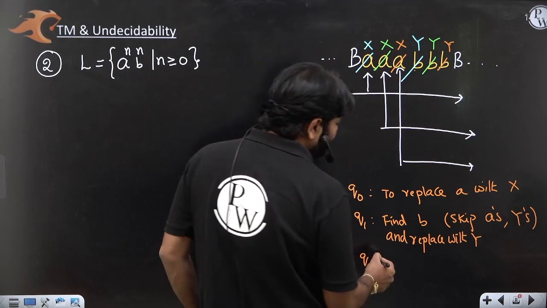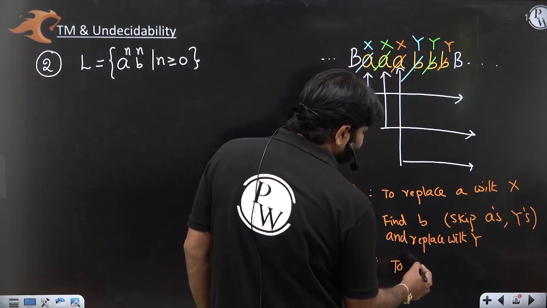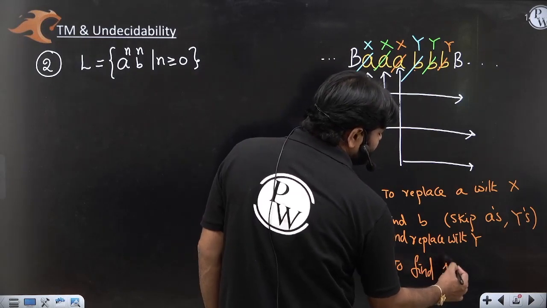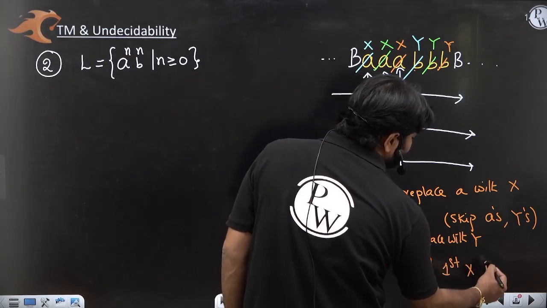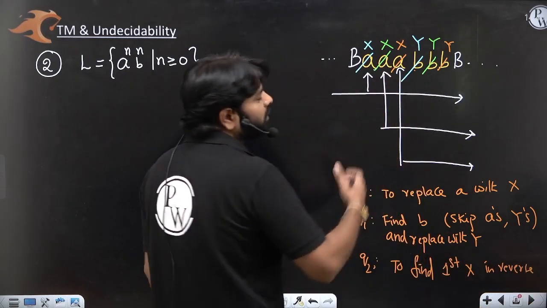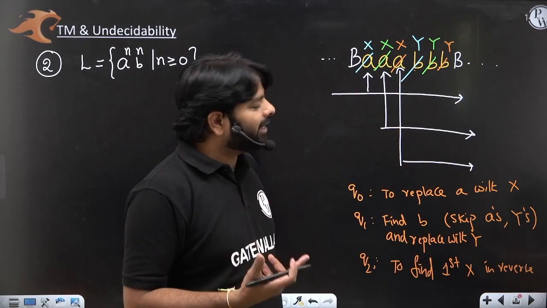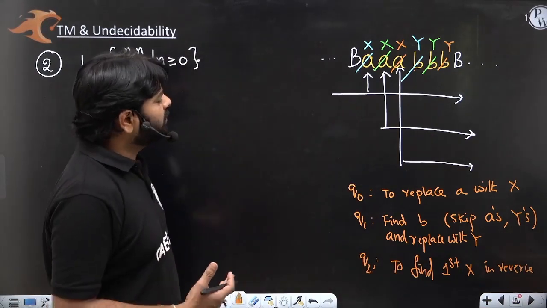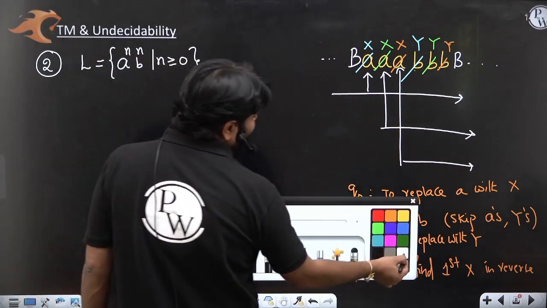So q2's job is to find the first x in the reverse direction, so that q0 gets to know the next symbol to read and proceed with the same approach. Now how it's happening, just look at it once, then we'll design a machine.